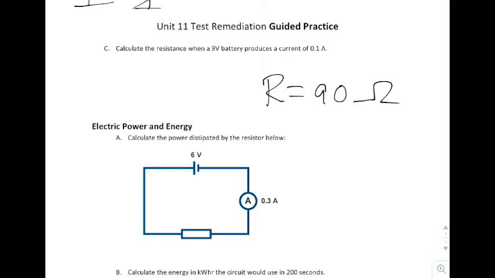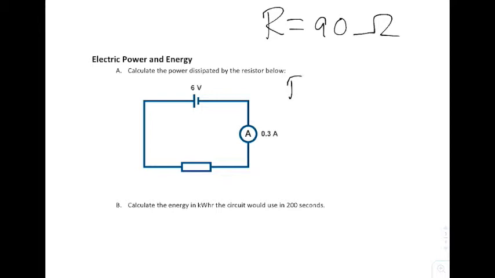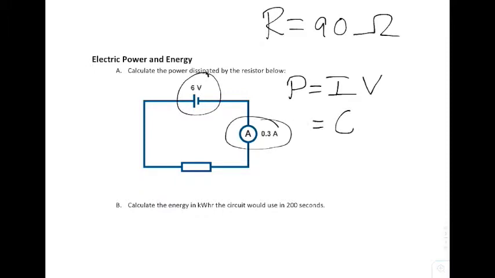Now it says calculate the power dissipated by the resistor below. The formula that I have for electric power is P equals IV. I have a voltage source and a current as measured by an ammeter. So I could say 6 times 0.3, and actually switch those. That's the current and that's the voltage, but it doesn't matter because you're multiplying them. When you do this, you should get something like 1.8 watts.